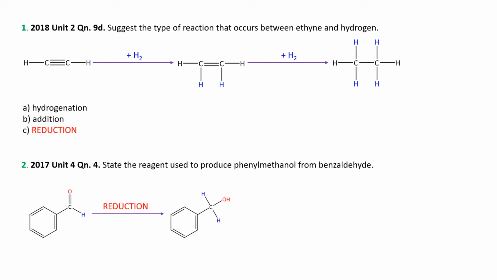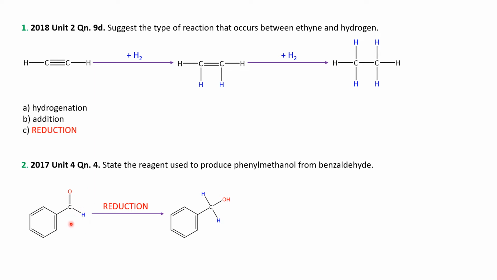State the reagent used to produce phenylmethanol from benzaldehyde. There's benzaldehyde. There is phenylmethanol. You can see it's a reduction. We're going from an aldehyde to a primary alcohol. We are adding hydrogen atoms, all kinds of different ways you can recognize this as being a reduction.